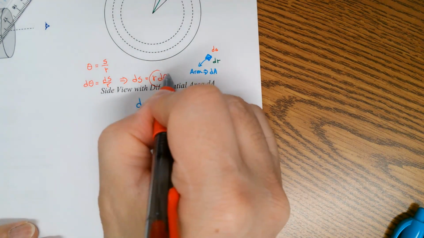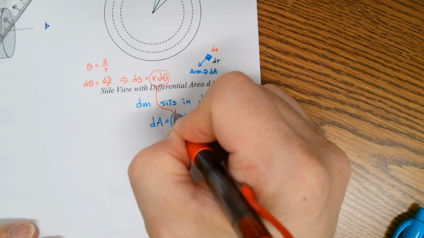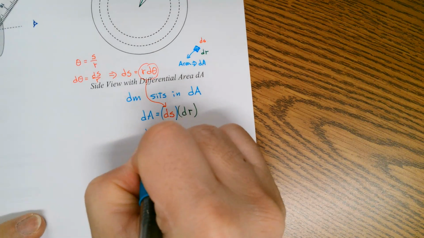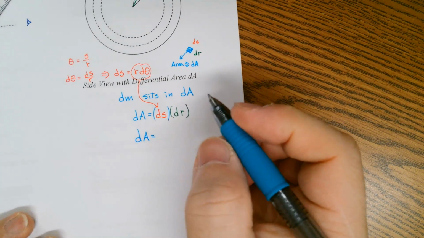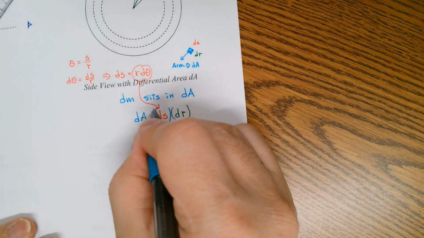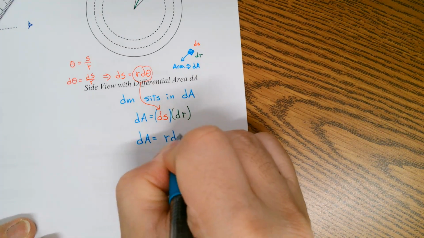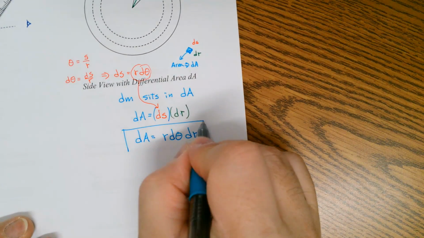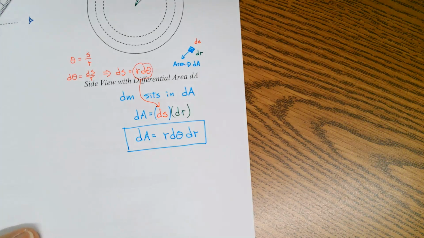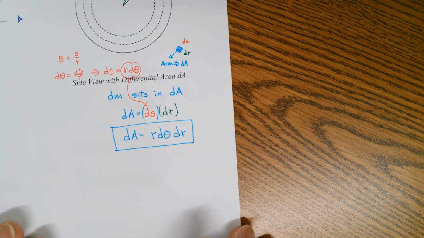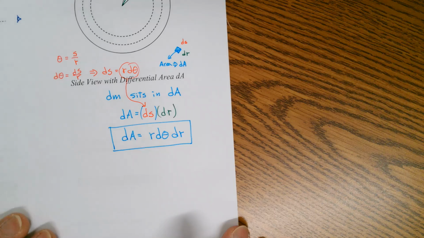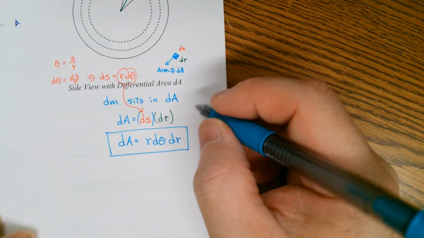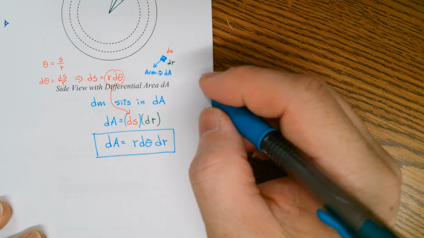So we're going to substitute that into my ds here. So my dA now becomes r d theta dr. This is very important. So you should just memorize this.